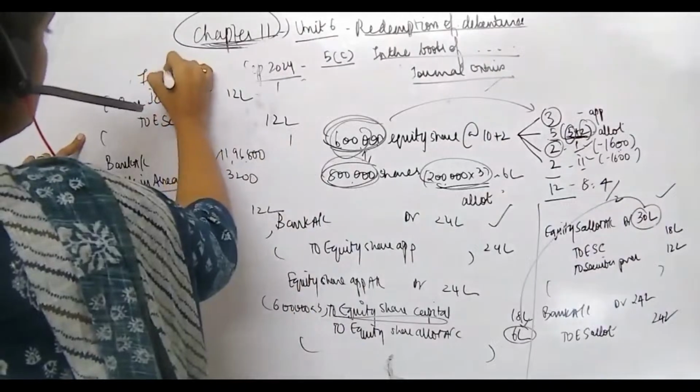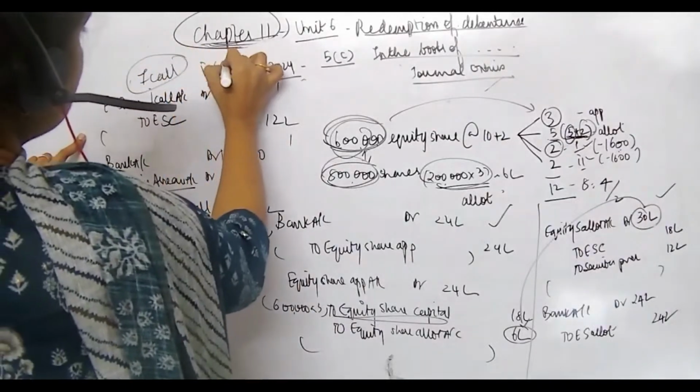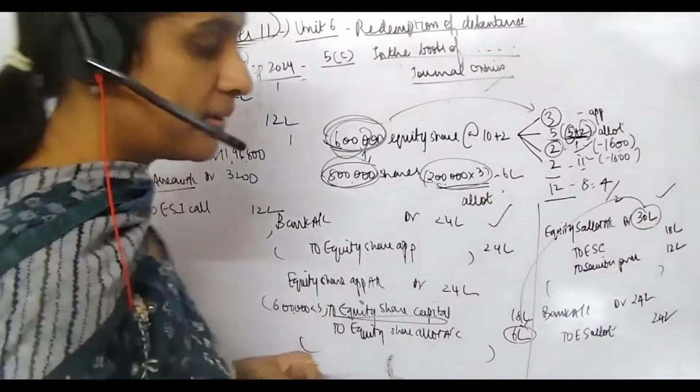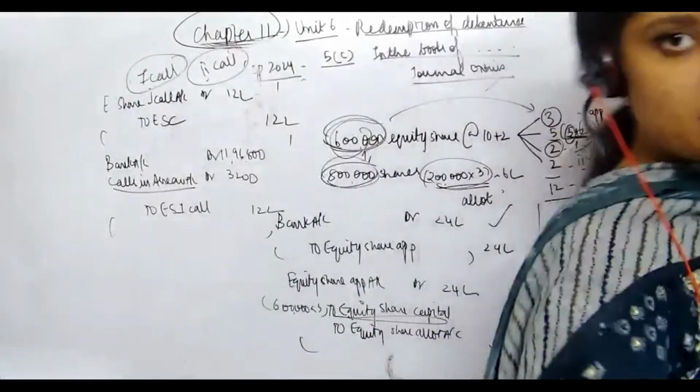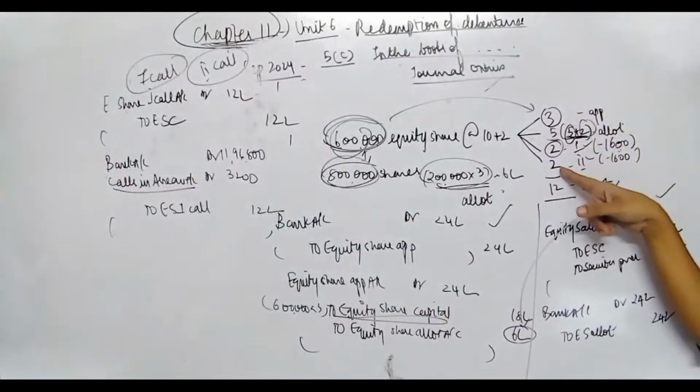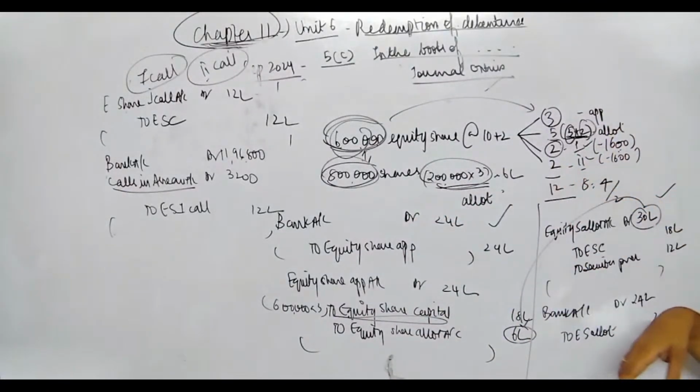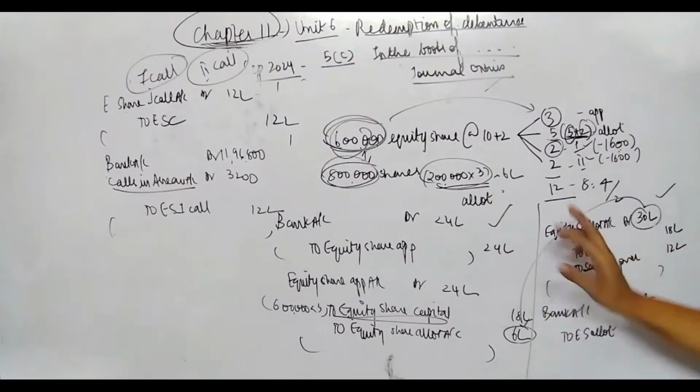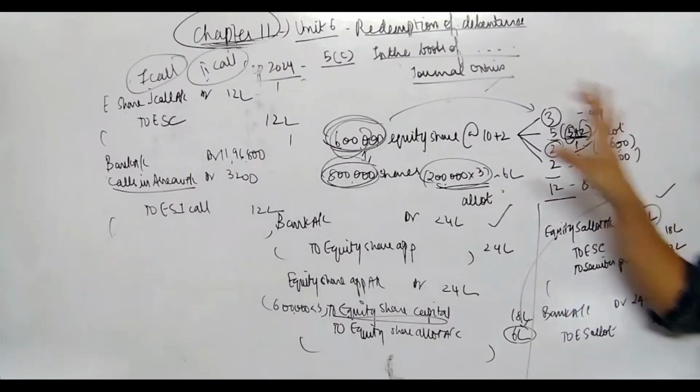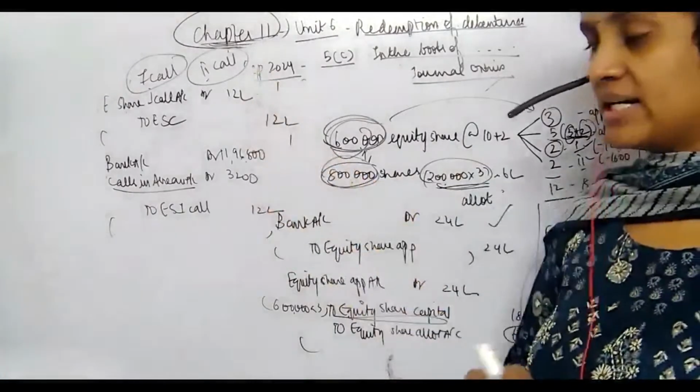For first call also, the same thing repeat for the second call also. That's all. First call also these two entries, because the same amount of shares, the value of the call is also the same. So it will be the same number of equity shares also. And you can pass these two entries again.